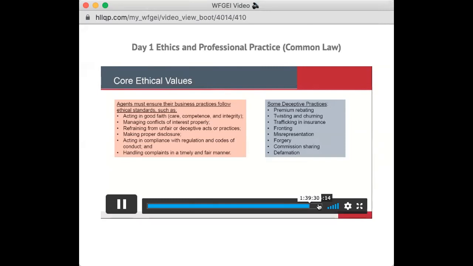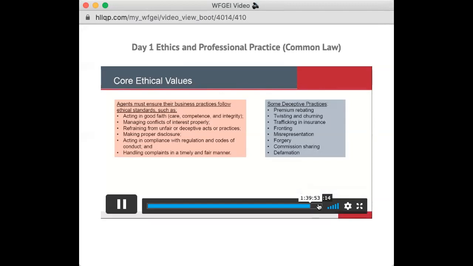The first one, of course, premium rebating. That's a deceitful practice. If you tell your client, look, buy this product, and I will pay half a year's premium or something to that effect, then I'm sorry, that simply will not work. Insurance is not free, and so therefore you cannot rebate any portion of your premium.